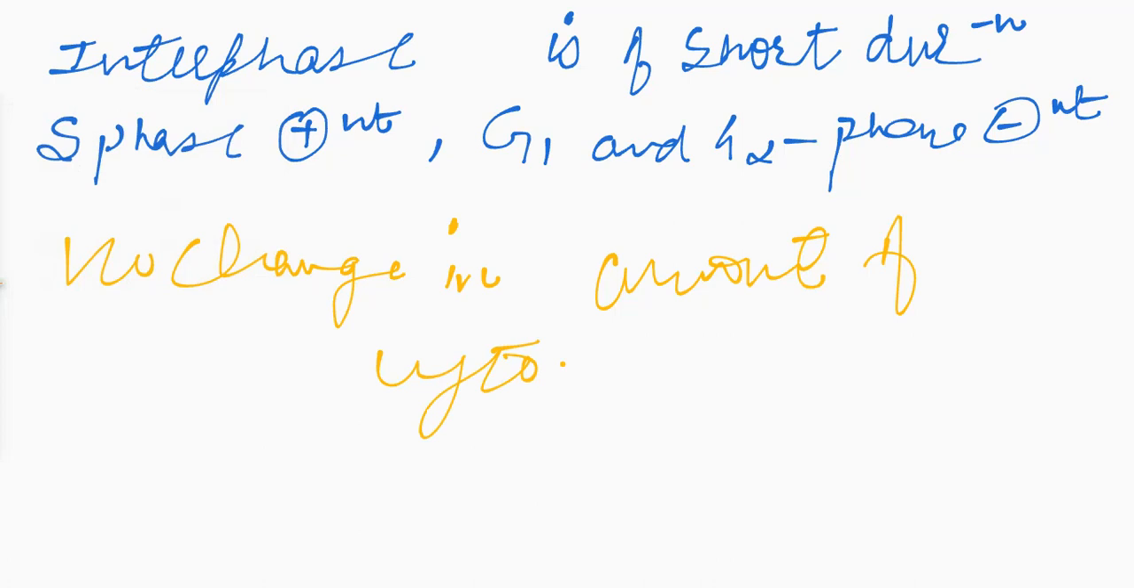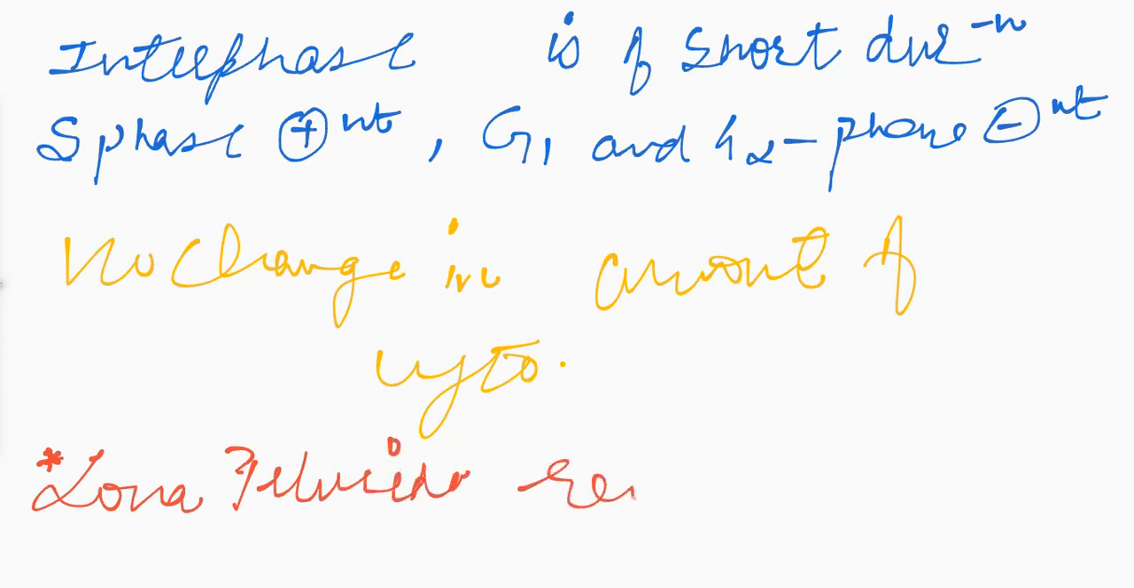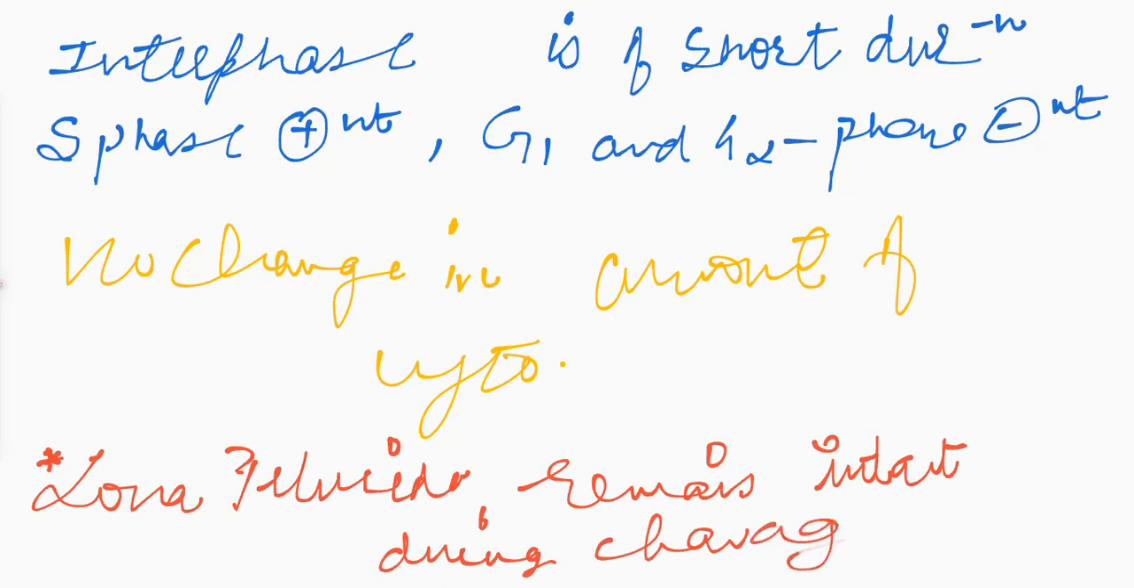In the cleavage, it's a very important point for NEET and the board exams, that zona pellucida remains intact during the cleavage. Now the question arises, how does zona pellucida remain intact during the cleavage?